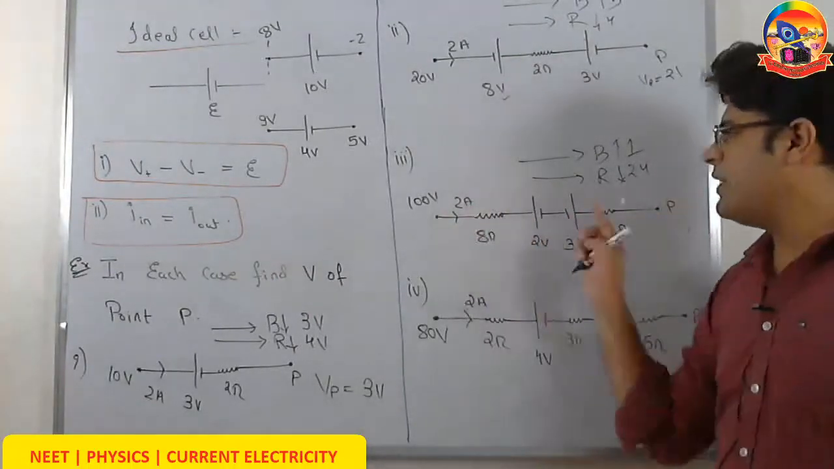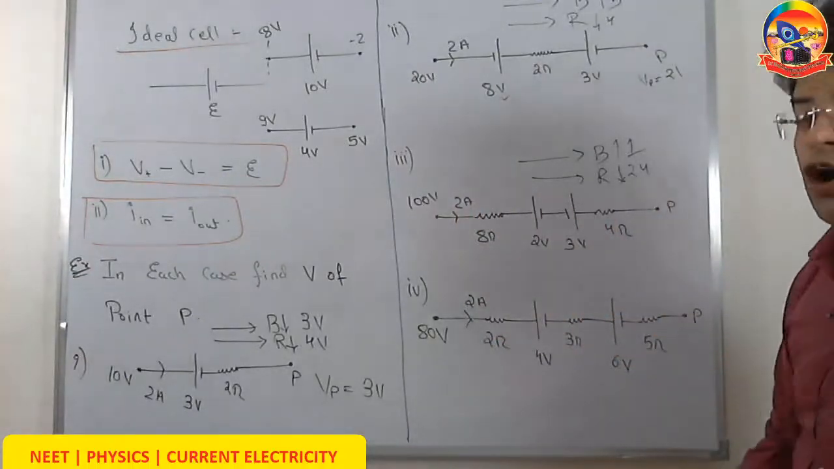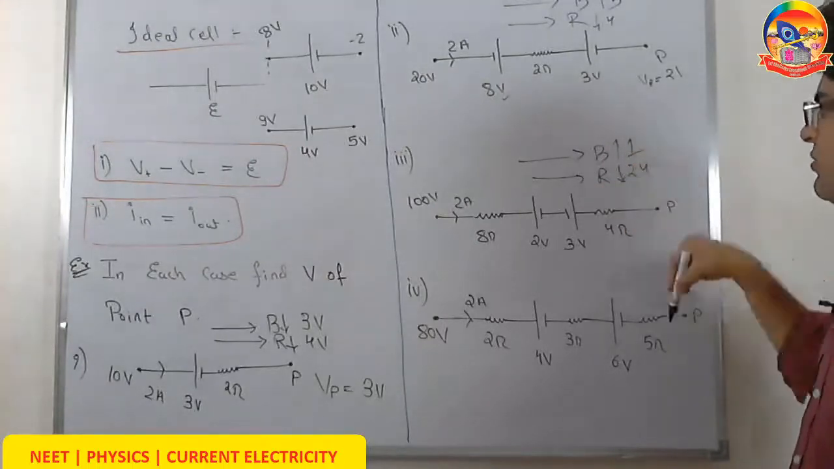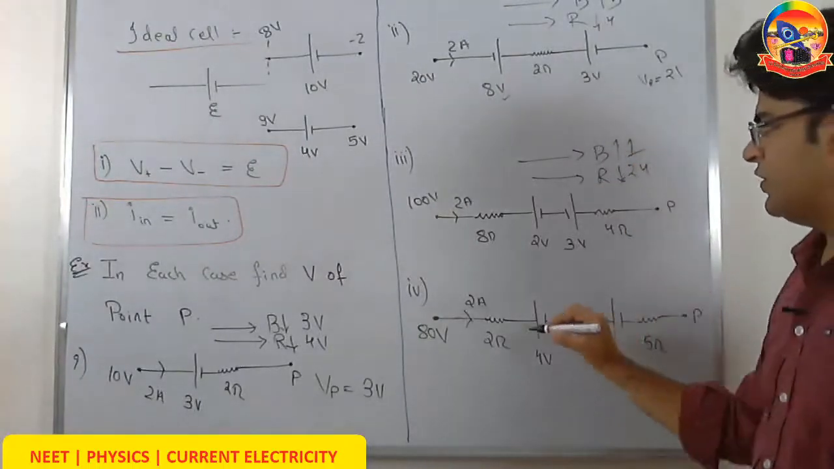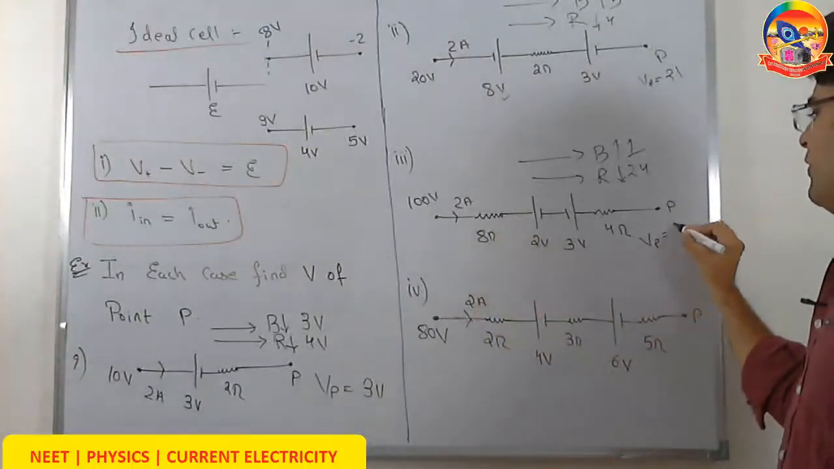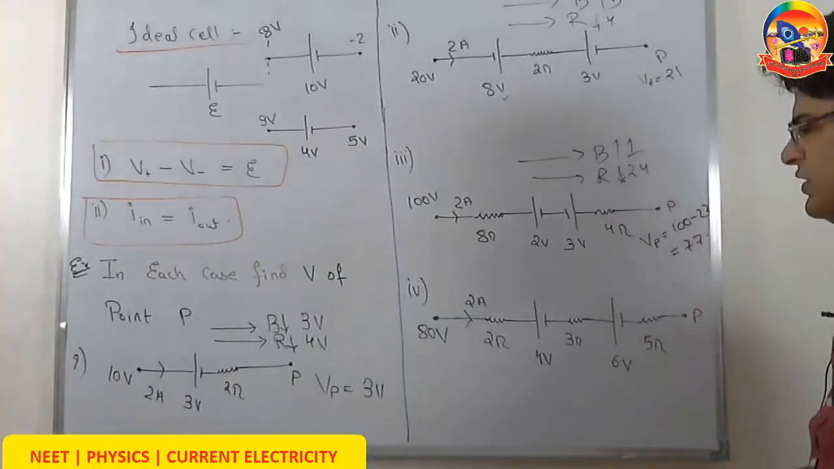So because of battery, potential increases by 1. Because of resistor, potential decreases by 23. Overall, potential decreases by 23. Increases by 1, decreases by 24. Overall, decreases by 23. So if the overall potential decreases by 23, we can say potential at point P has to be 100 minus 23. That comes out to be 77.